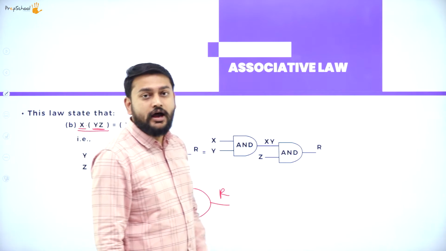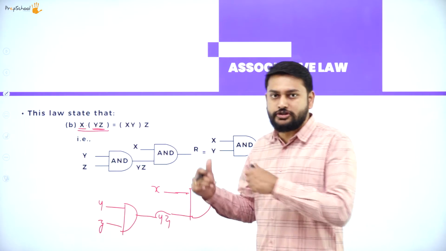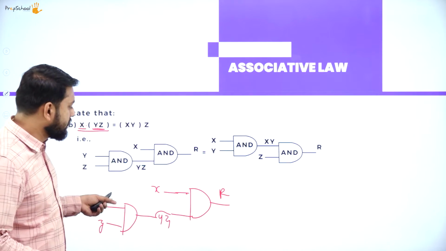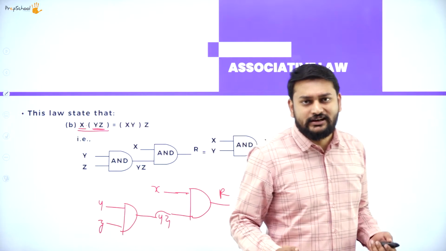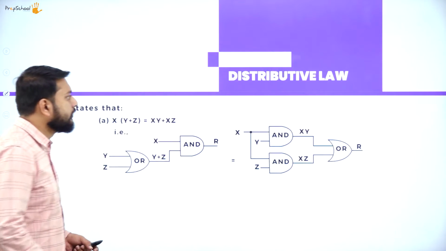For this, I want all of you to write the truth table. Try and write the truth table for this, which I have shown here. The same way you have to write the truth table for this. You just have to use the AND operation. That's it. All right. Moving on to the next one.